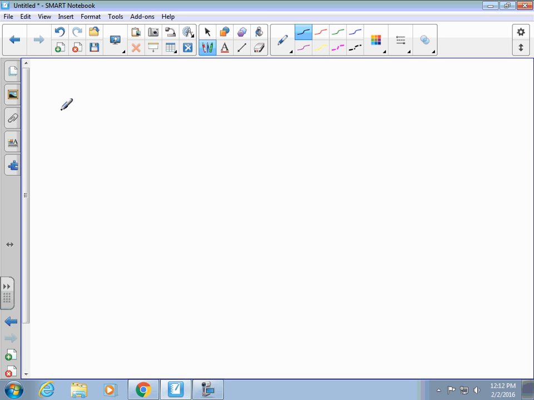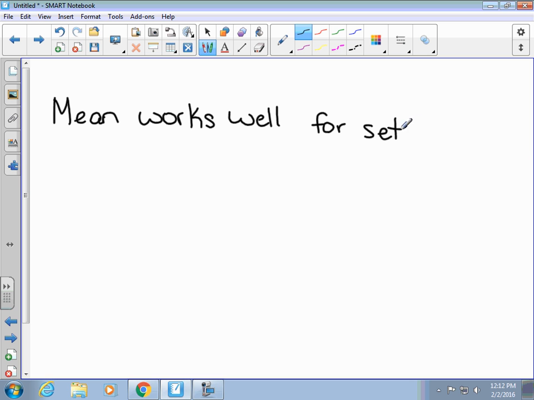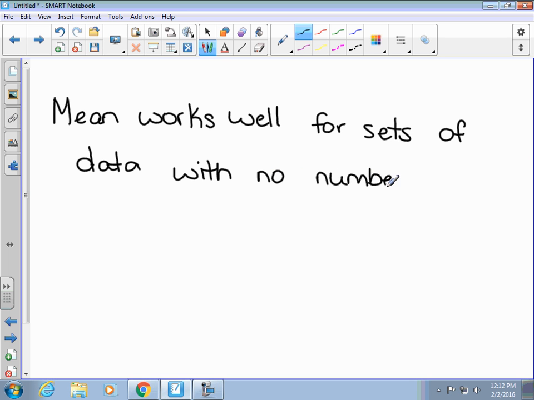All right, now we're still talking about mean. Mean works well for sets of data with no number being very high or very low.